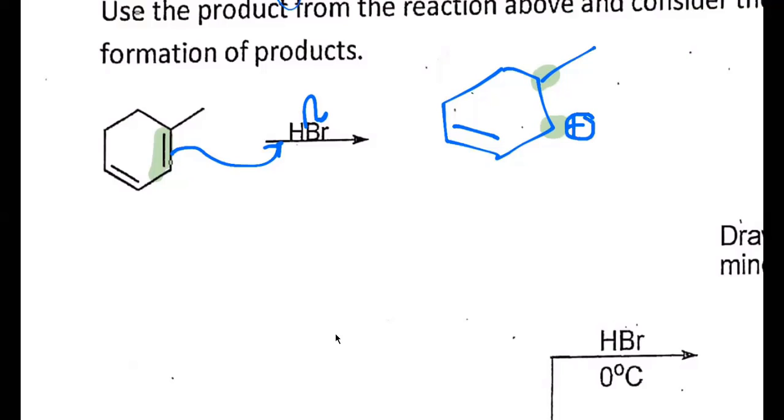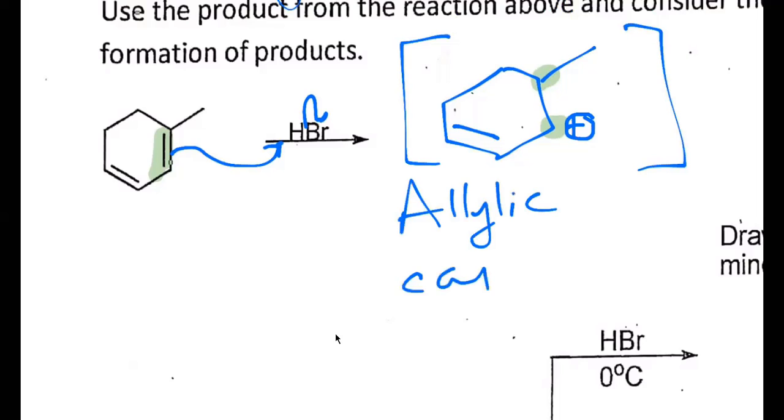Right? And that's the difference in reacting this with a conjugated diene versus just a regular alkene. This is the key intermediate for this reaction. It's an allylic carbocation. It's got to be that. So the plus charge has to be allylic.